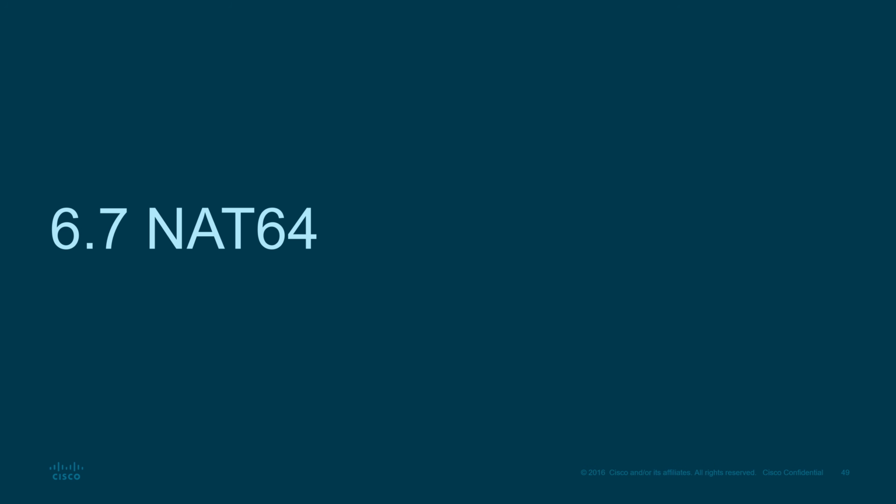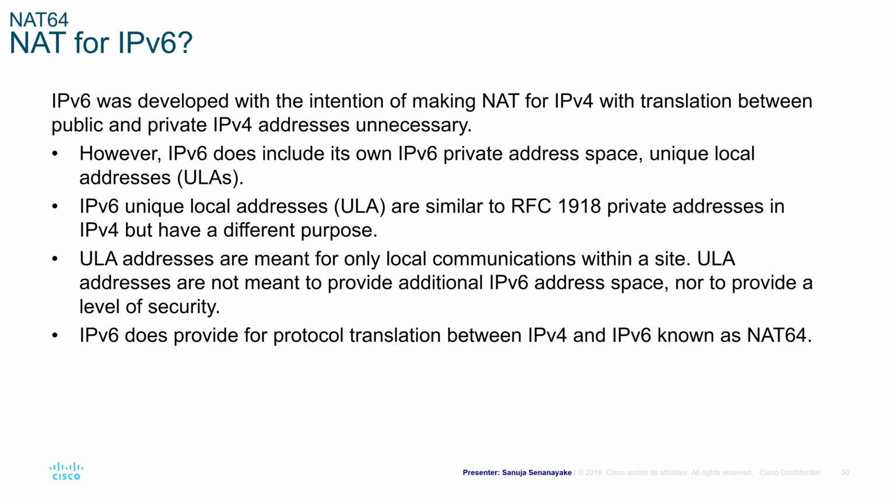NAT64, which is basically NAT for IPv6. IPv6 was developed with the intention of making NAT for IPv4, with translation between public and private IPv4 addresses, unnecessary. So basically, one of the primary reasons why we made IPv6 is so that we don't need NAT in the first place. However, IPv6 does include its own IPv6 private address space, unique local addresses, also known as ULAs. So even though IPv6 technically does not need NAT translation, because we have more than enough IPv6 addresses, you can have globally routable IPv6 addresses from your inside network all the way to the internet.